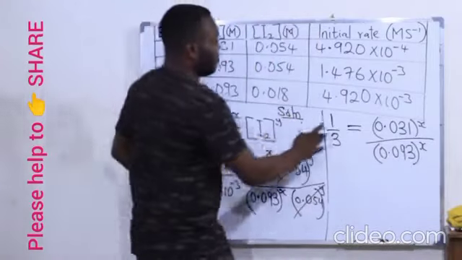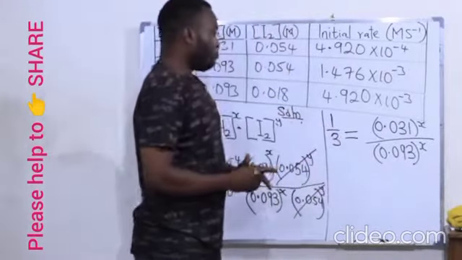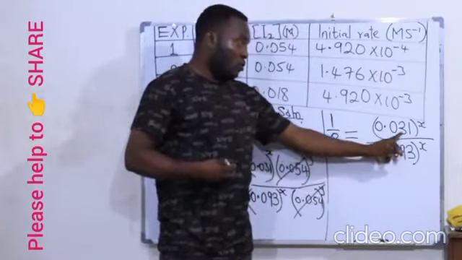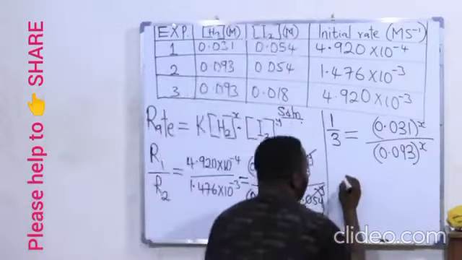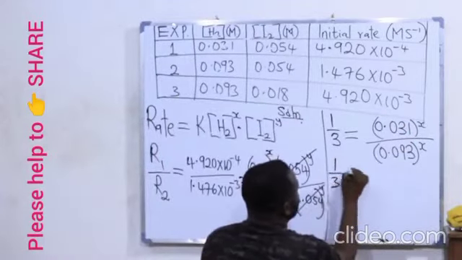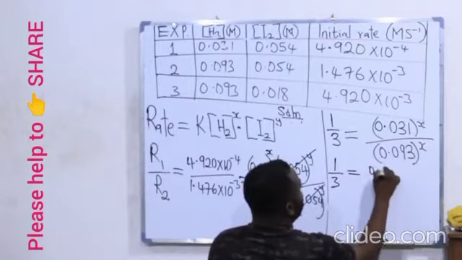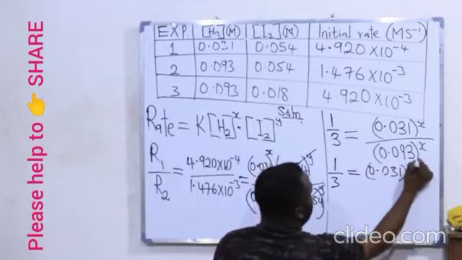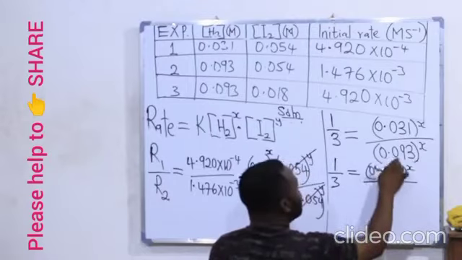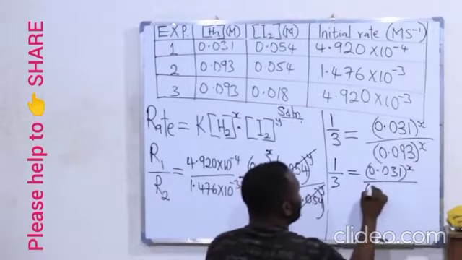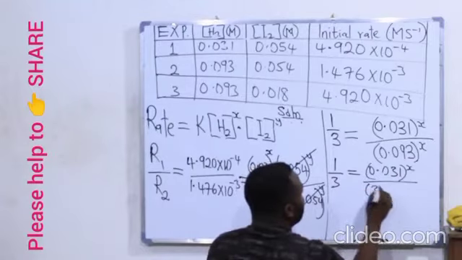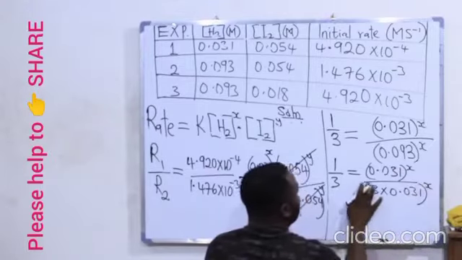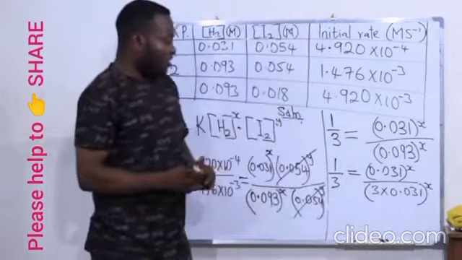How do I find this X? I will look for a way to split this bigger value here. I'll break it into 2 so that something can cancel out. How do I do that? I will say 1 all over 3 is equal to 0.031 raised to power X divided by 0.093, which is the same thing as 3 times 0.031, all raised to power X. Remember, I've not done anything.